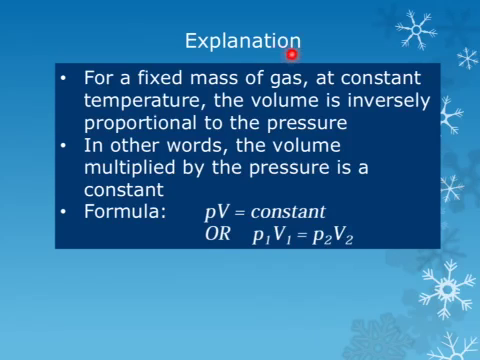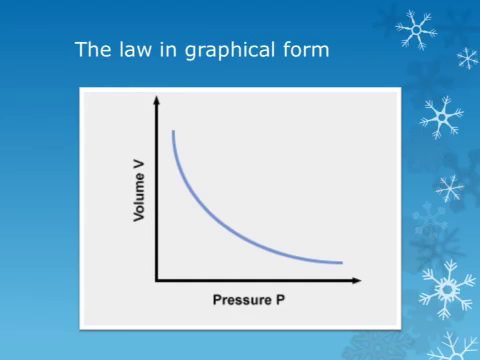Explanation for the relationship between pressure and volume at constant temperature. For a fixed mass of gas at constant temperature, the volume is inversely proportional to the pressure. In other words, the volume multiplied by the pressure is a constant. In terms of formula, P times V is a constant. Or we could say P1 times V1 is equal to P2 times V2. This is a graphical form of illustrating the inverse relationship between volume and pressure at constant temperature.